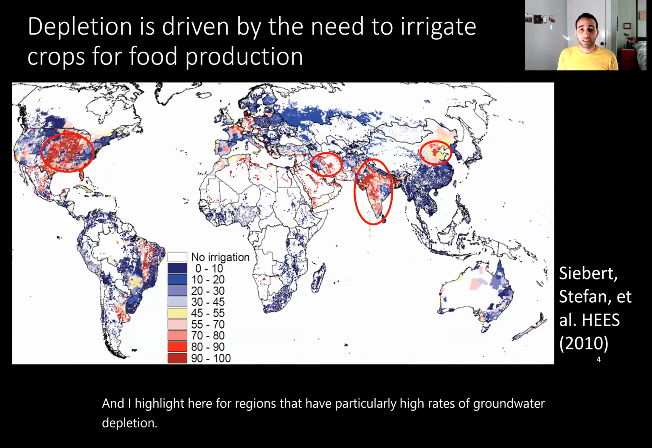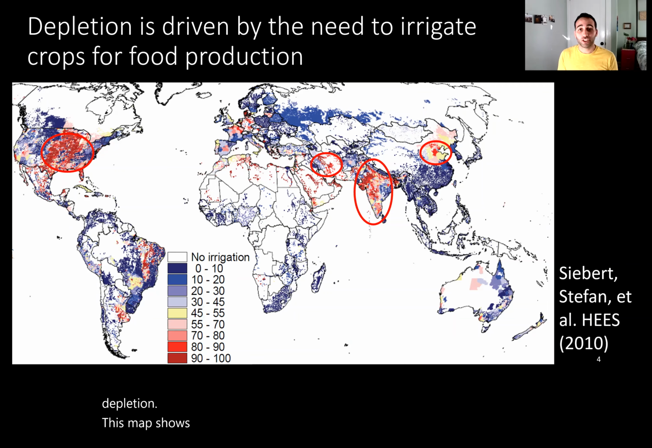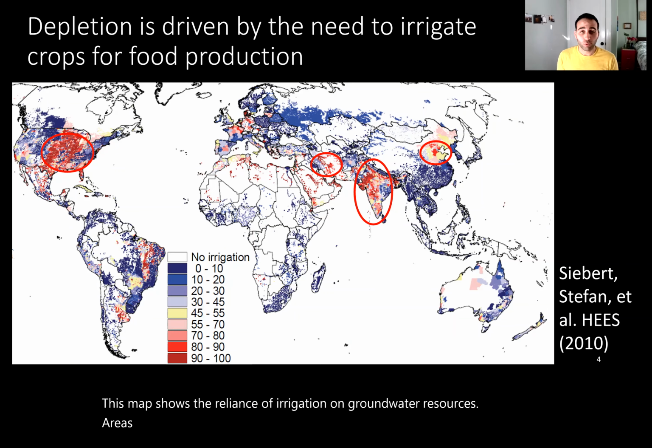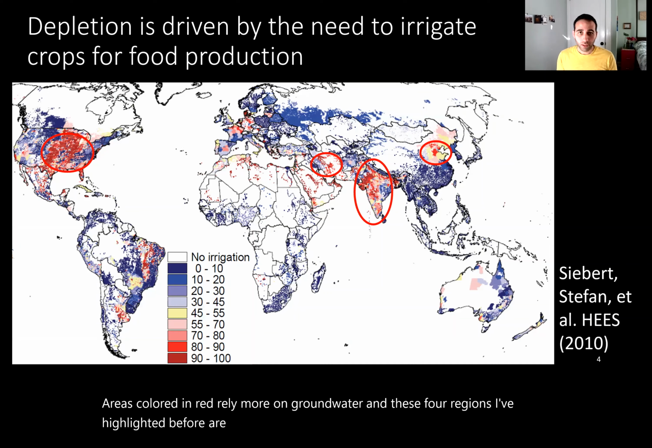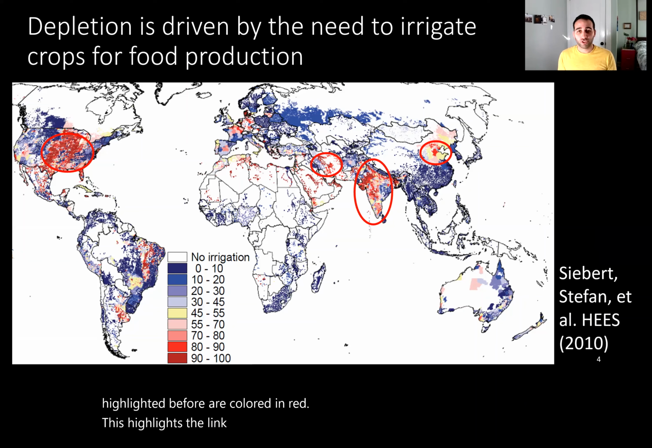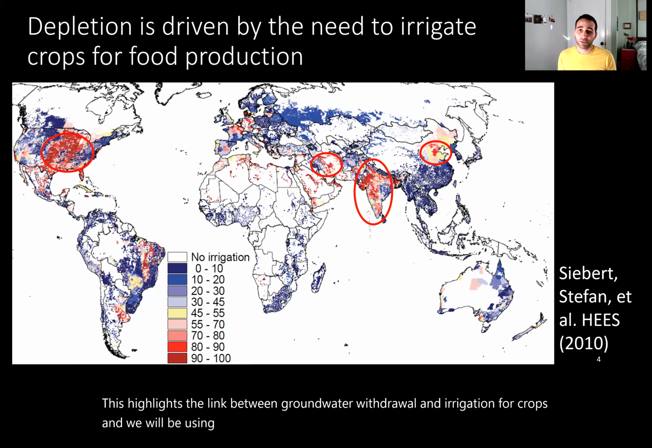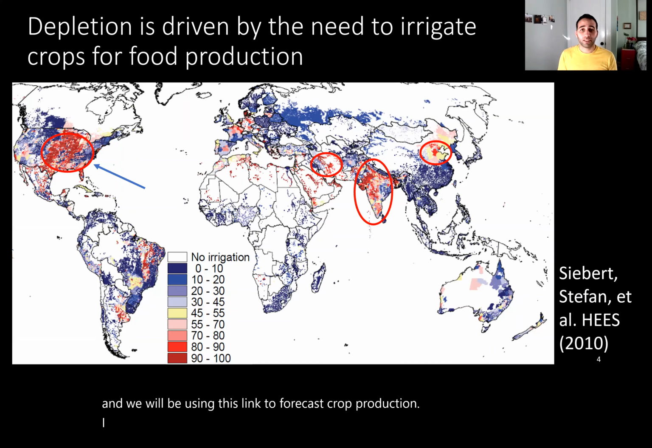This map shows the reliance of irrigation on groundwater resources. Areas colored in red rely more on groundwater. And these 4 regions I've highlighted before are colored in red. This highlights the link between groundwater withdrawal and irrigation for crops, and we will be using this link to forecast crop production. I will particularly be focusing on the High Plains region, for desirable characteristics I will be explaining in the next slides.